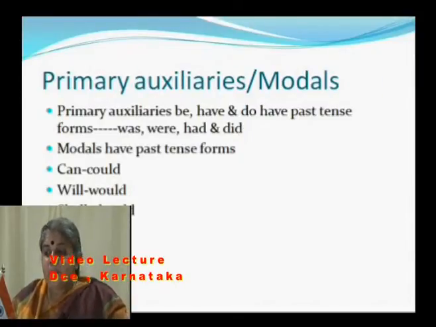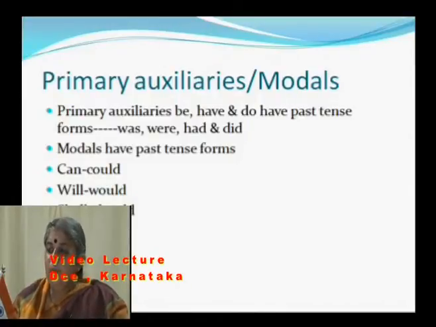Now what happens with primary auxiliaries? Primary auxiliaries be, have, do have past tense forms also. What are the past tense forms? For be you have the past tense form was and were. For have you have the past tense form had, and for do you have the past tense form of did. Modals also have past tense form. Can takes the past tense of could, will takes the past tense of would, shall takes the past tense of should, may takes the past tense of might.